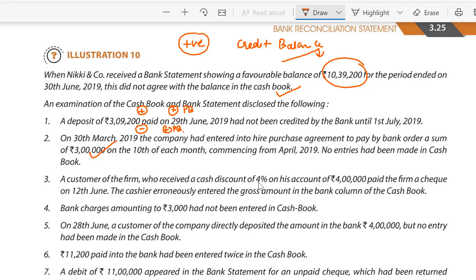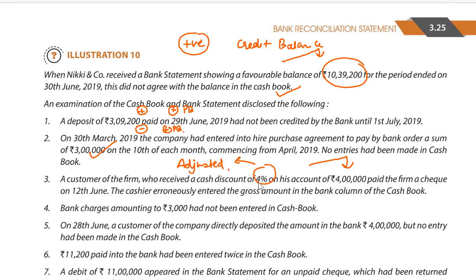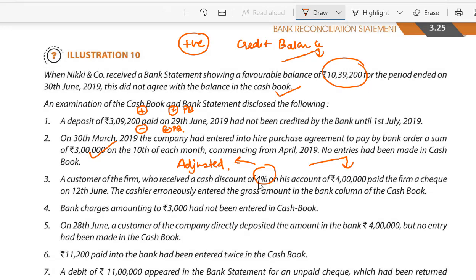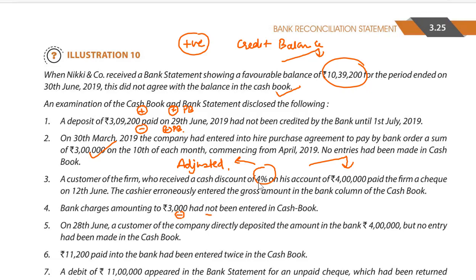Third, a customer of the firm who received a cash discount of 4% in his account of 4 lakh paid the firm a check on 12th June. The cashier erroneously entered the gross amount in the bank column of the cash book. So this 4% needs to be adjusted in the cash book. Bank charges amounting to 3,000 had not been entered in the cash book. So in the passbook it is minus. Now it is to be added in the passbook.